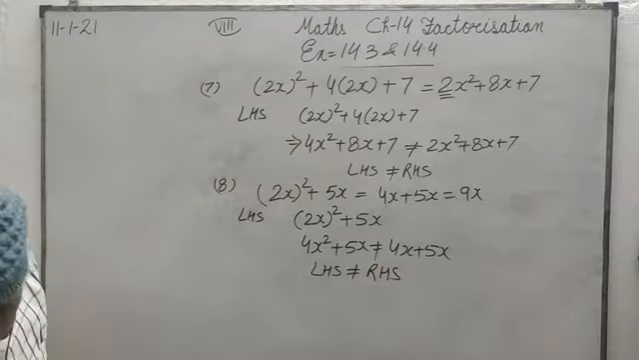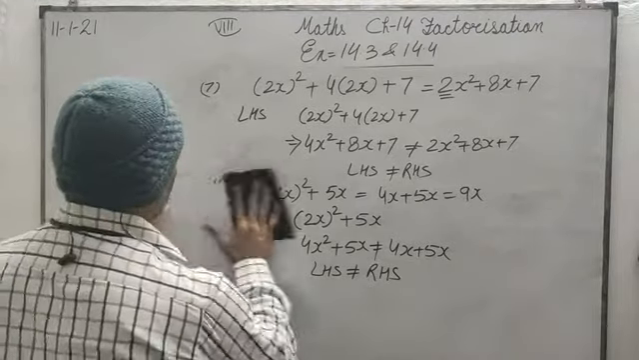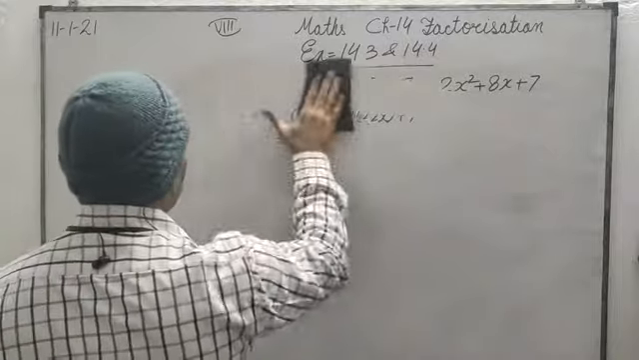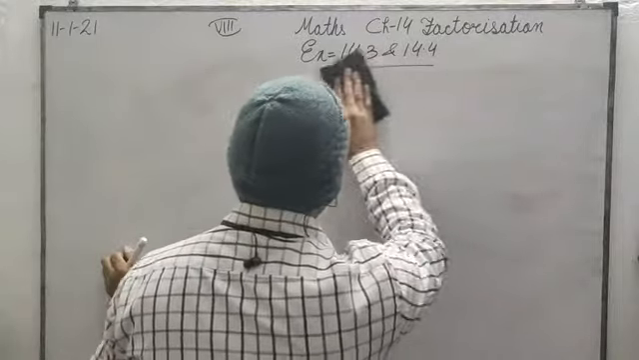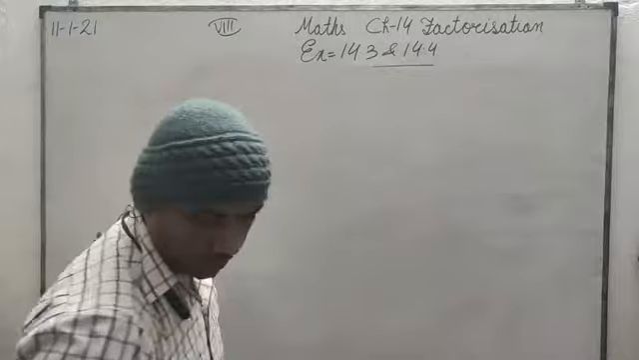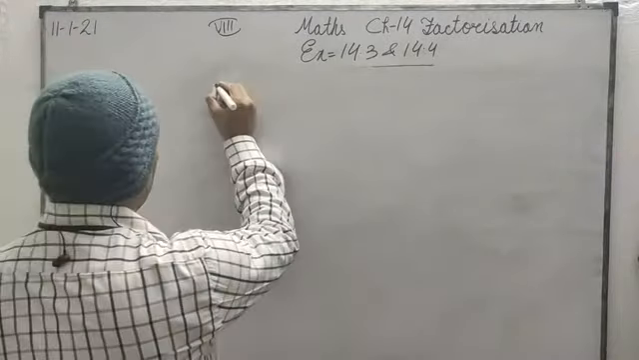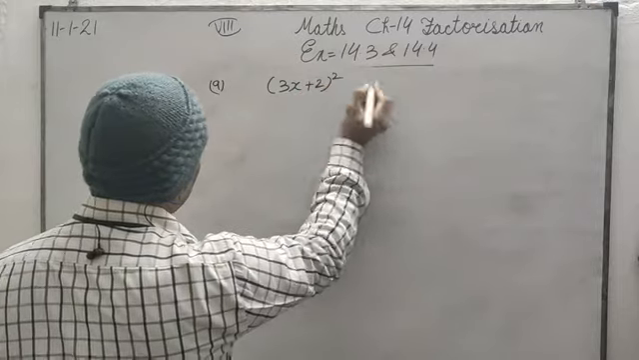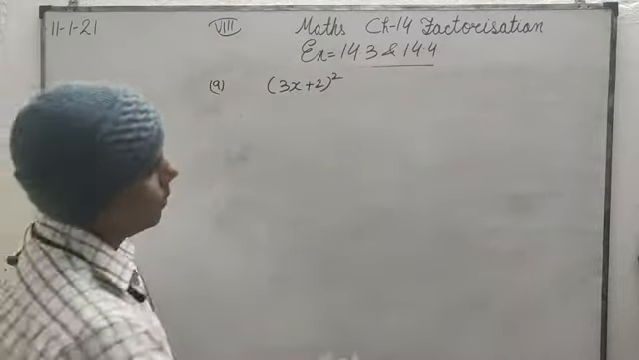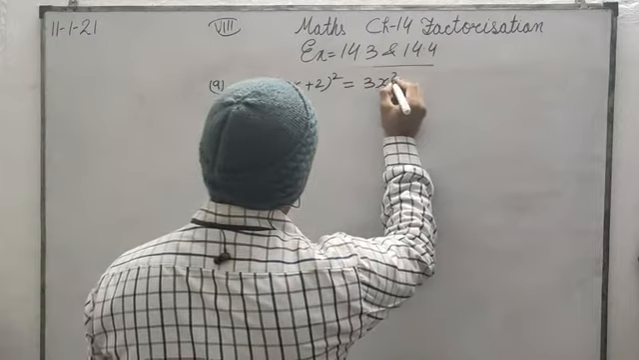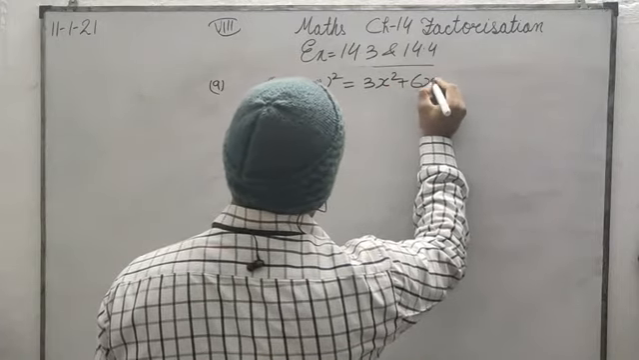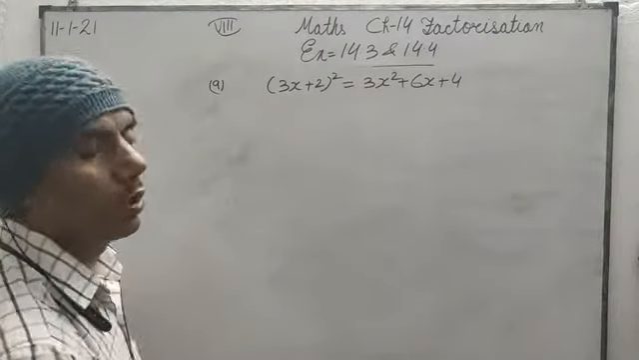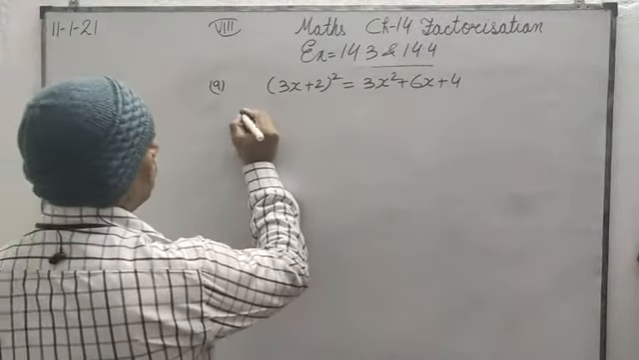Understood? Let us see one more question, that is question number 9, and then rest of the questions we will discuss in our next video. Question number 9. What question number 9 is saying? 3x plus 2 का whole square is equals to 3x square plus 6x plus 4. Is it true? No, it is not true. Why it is not true?